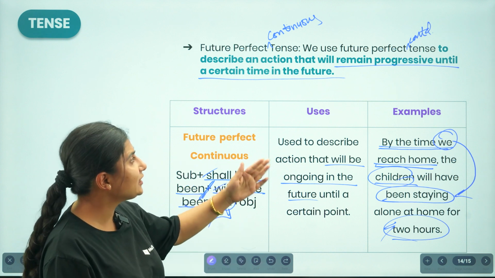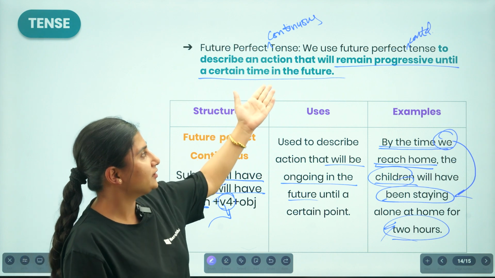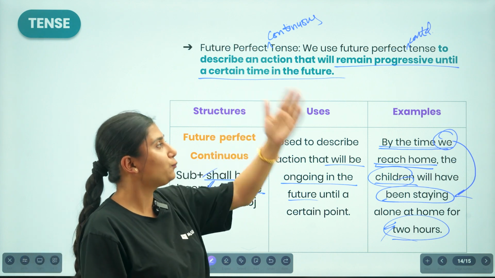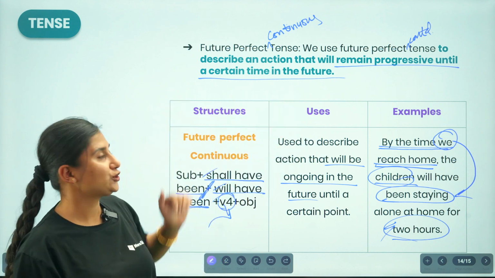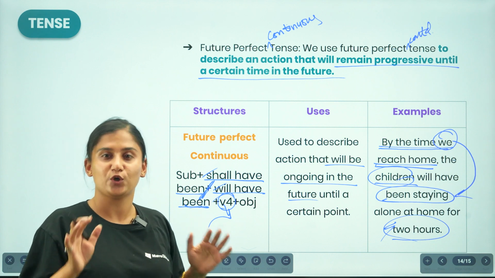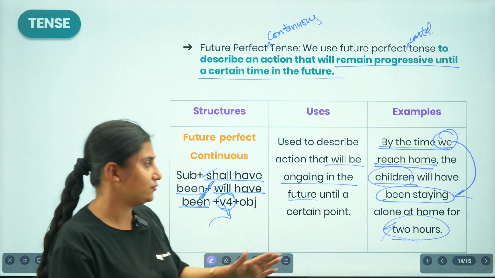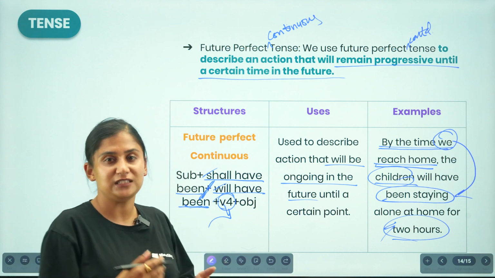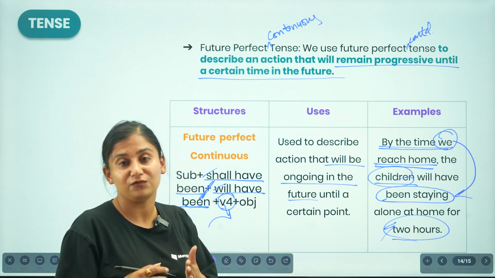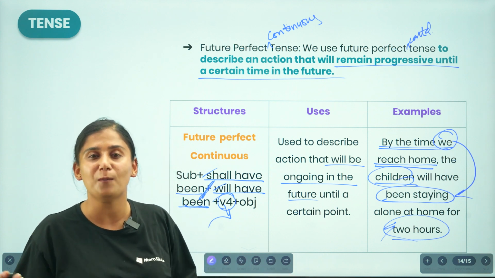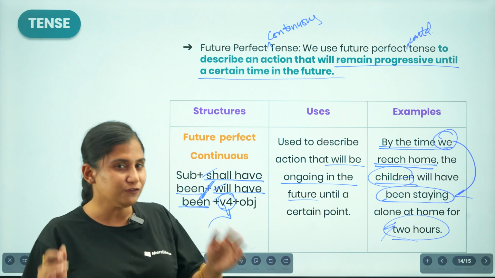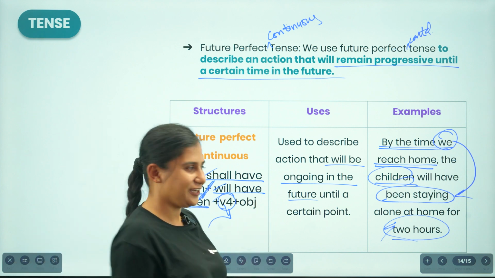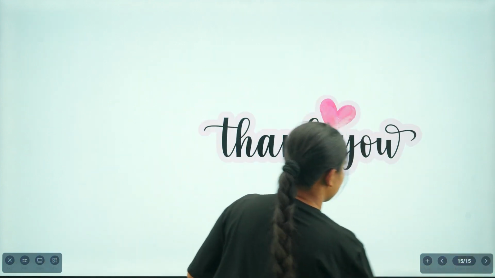So this is indicating the idea that the staying of the children will remain in a progressive form until a certain time in the future. So until a certain time in the future, these children will remain at home alone. So this is indicating an action that will be in an ongoing form for a certain period of time in the future. So I hope I made you guys clear about these tenses as well.